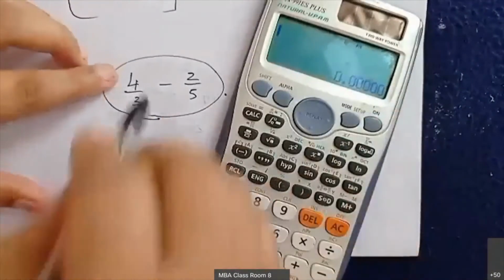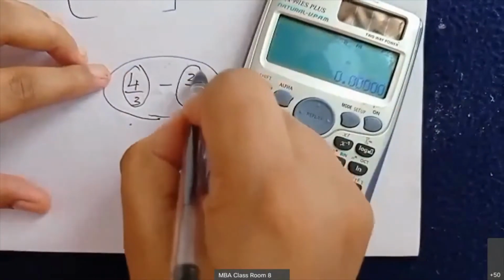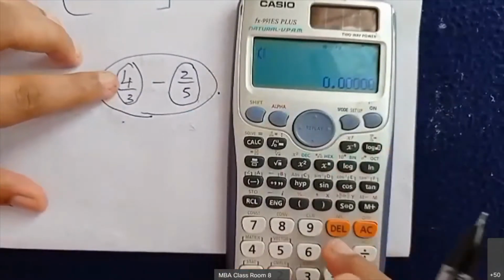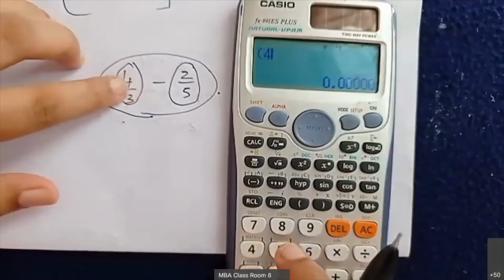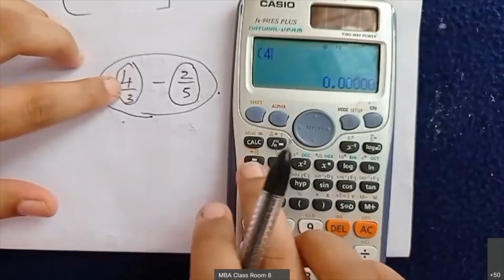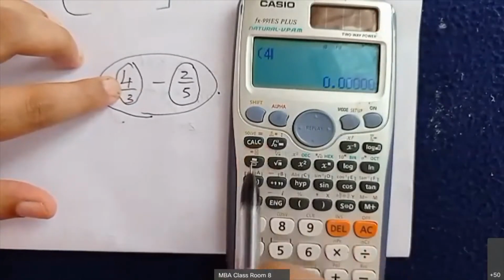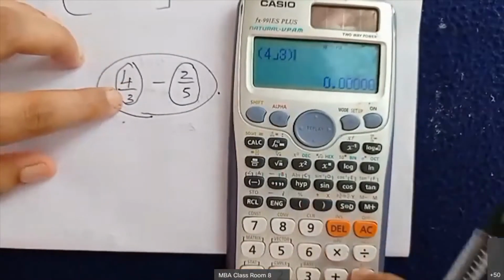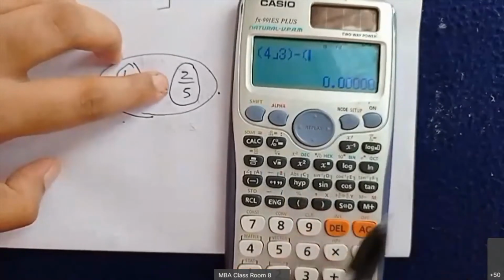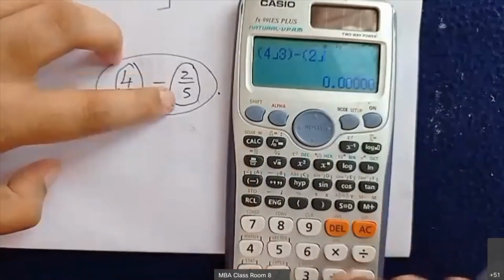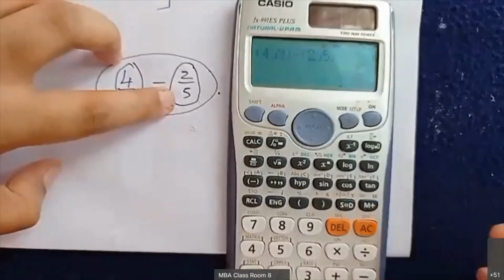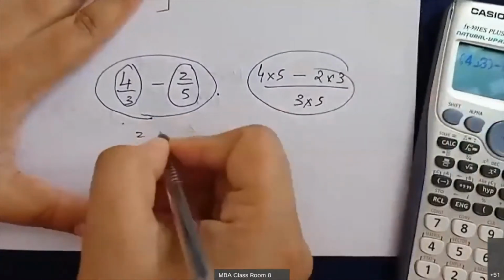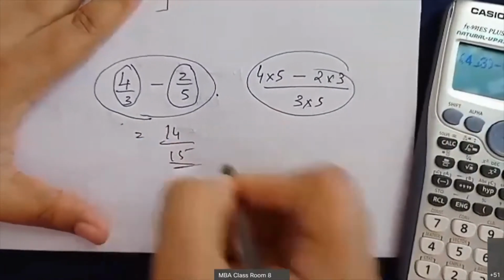Okay, put a bracket. This is one. Take this as one number. Take this as the other number. You have to put proper brackets. Okay. So what do we do? Put a bracket. Press 4. Then it is divided by, no. Instead of divided by, you click this block number. I pressed that, divided by 3, close the bracket, minus, again open the bracket. I have 2 divided by 5. Okay, close the bracket, press equal to, you will get 14 divided by 15. So instead of doing all this process, just put it on the calculator, you will get 14 by 15.